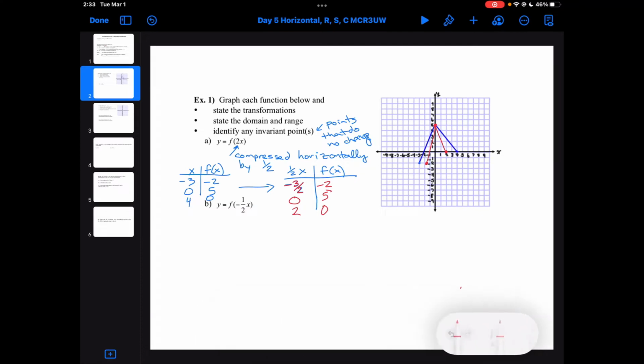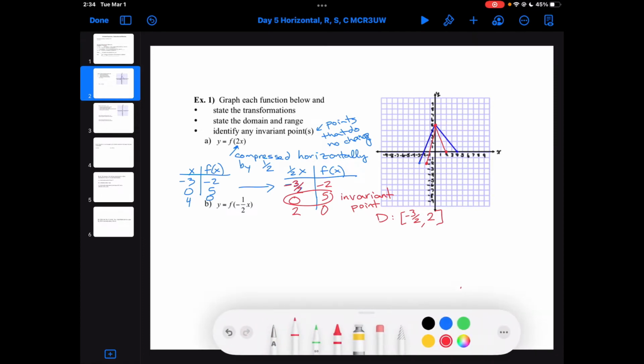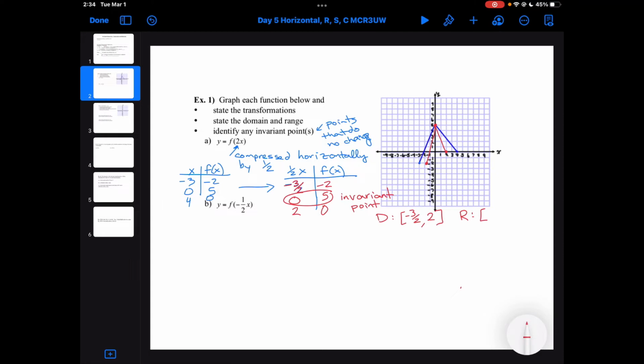I have one invariant point, which is right here, only because my x-coordinate was 0, so multiplying that by 1/2 didn't do anything. My domain, let's do my domain. I'm going to stick to the same color. My domain is now smaller. It's going to go from my smallest x value, which is now -3 over 2, to my largest x value, which is +2. My range is still the same. So I go from my lowest y value, which is -2, to my highest y value, which is 5.